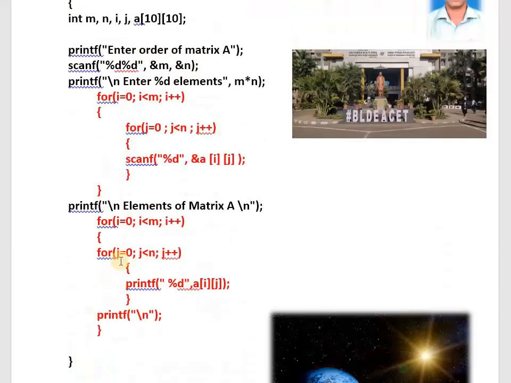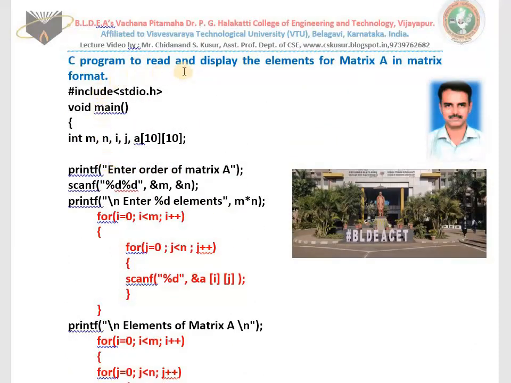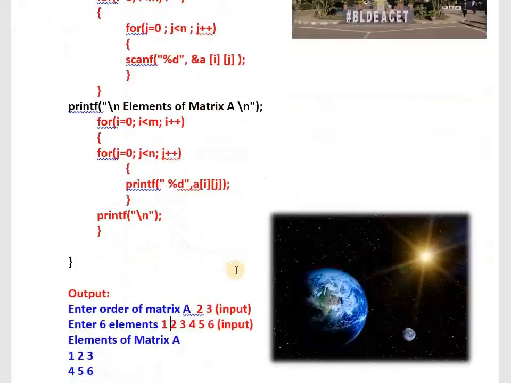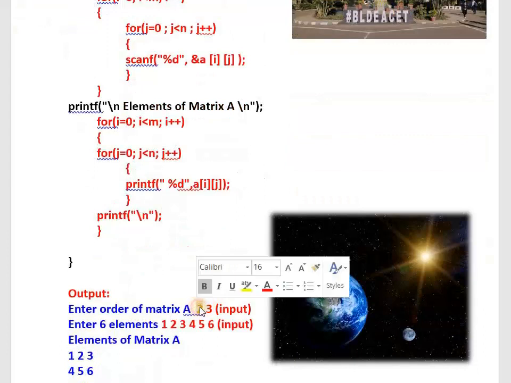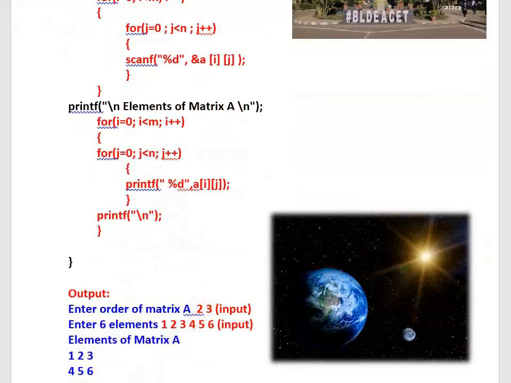What is the question? Write a C program to read and display the elements for matrix A in matrix format. We do not know the order. Read the order. Then to solve this problem, how many variables we need? Think, all of you. Somewhere you have to store the number of rows. Somewhere you have to store the number of columns.